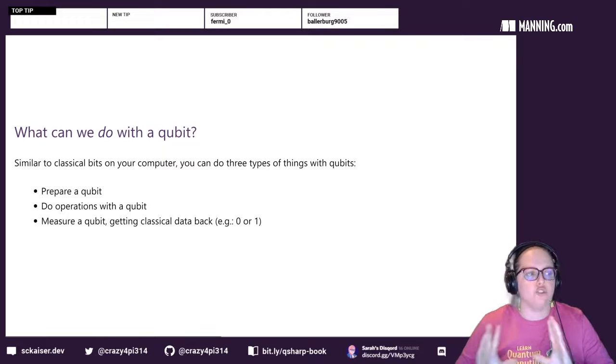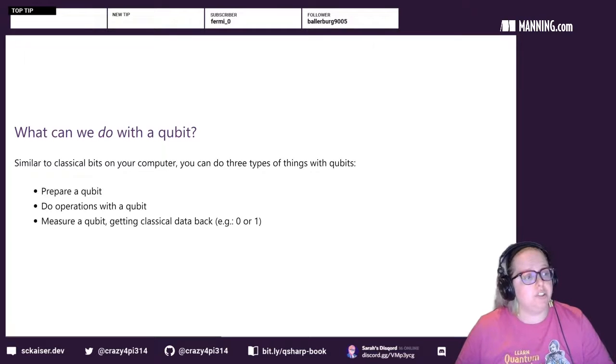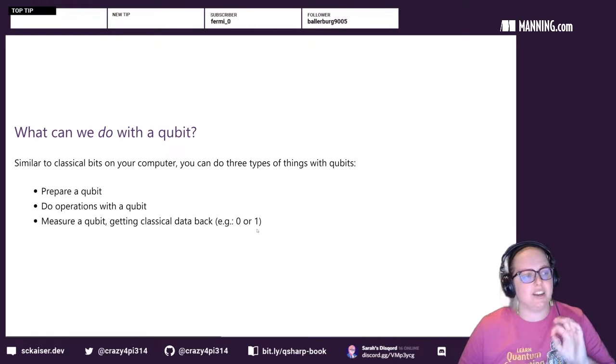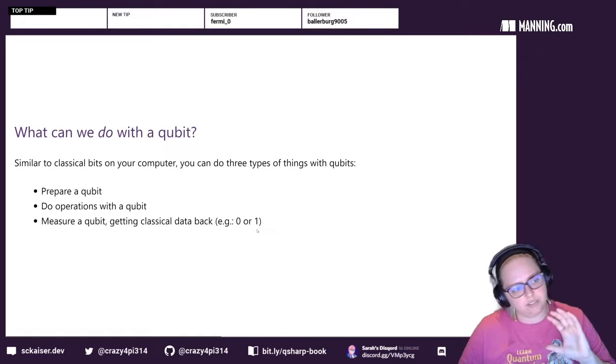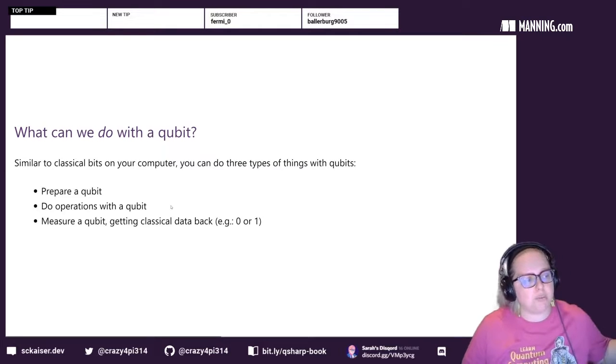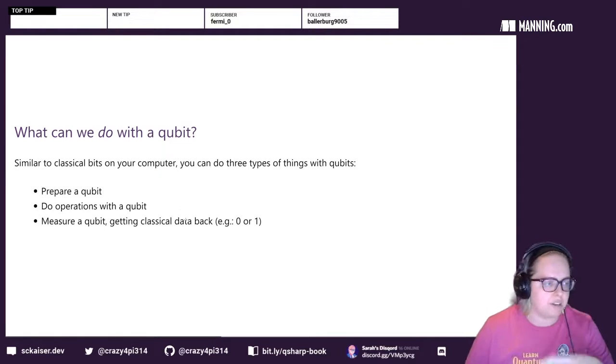We've got a qubit. What can we actually do with a qubit? The sample we've looked at so far gives us a pretty good outline of that, right? Basically, we can prepare a qubit, which is like the using statement. We can do operations, like applying the H operation. We'll see a few more examples of different types of operations we can do. And then you can measure a qubit.